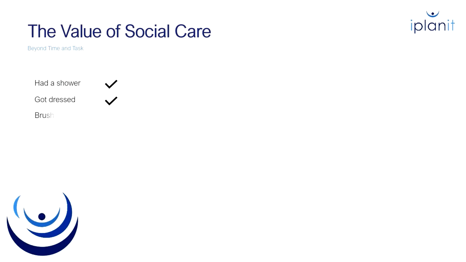One of the fundamental principles behind iplanit is actually the value of social care. From when we designed it, from version 1 onwards, we know the basics are very important. People need to know that they've had a shower, got dressed, brushed their hair, had their breakfast, had their meds. But that's really where care begins. As a sector, we haven't been very good at showing off about how great social care is, because we know that's a tiny part.